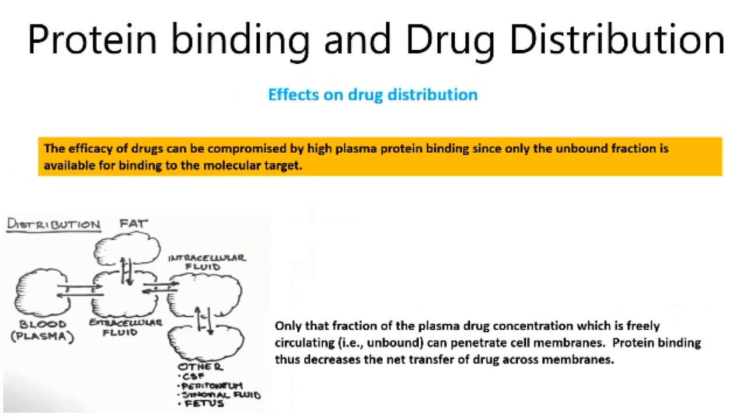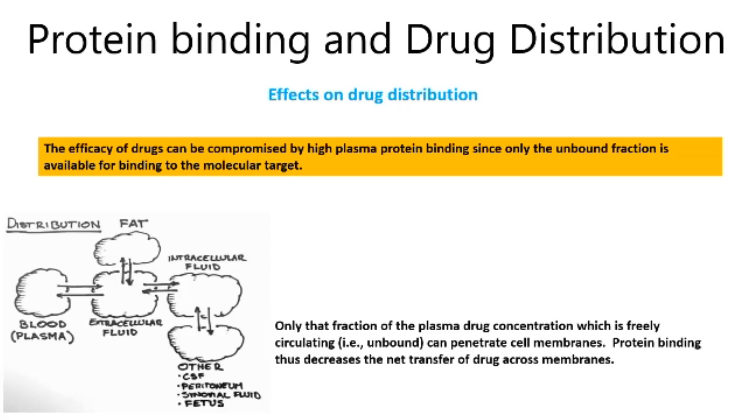So, the effects on drug distribution. The efficacy of a drug can be compromised by high plasma protein binding, since only the unbound fraction is available for binding to the molecular target. So you have drugs that are bound to the protein. As I said before, they are locked. They can't go anywhere, they can't move, they can't interact with any receptor site. It is just there like it's in a prison.